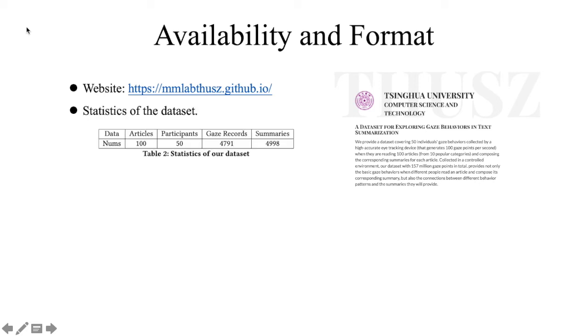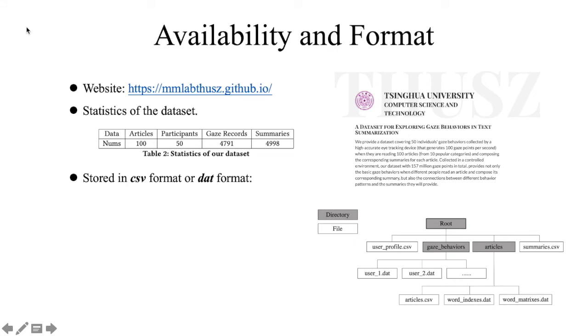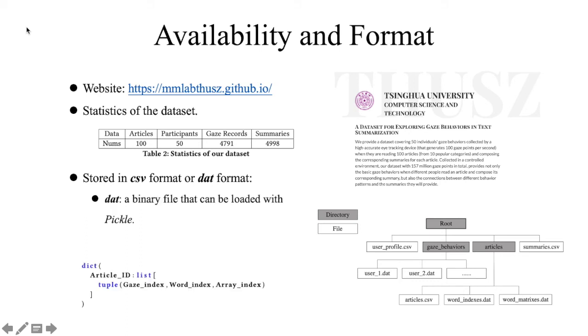Our dataset has been uploaded to our website, and the statistics are displayed on the slide. The picture at the bottom right is the structure of our dataset. All the data is stored in CSV format or DAT format. The files with the DAT extension are binary files which can be loaded with the Python module Pickle. The Pickle module can transform a complex object into a byte stream. Here is a simple example. The outer layer is a dictionary, and the inner layer is a list of apples. And more details can be found in our paper.